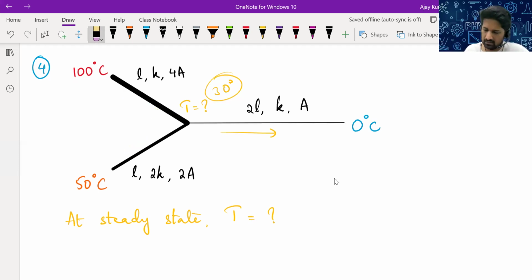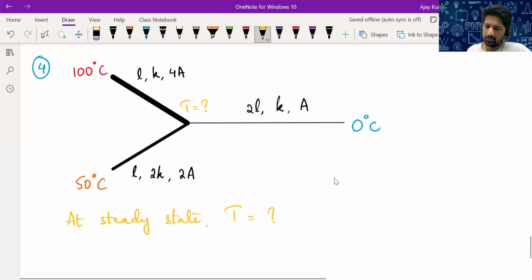That is one possibility. Suppose this junction temperature is 60 degrees C. Then there will be inflow here, and outflows in the other two. That possibility is also there. We don't know the temperature of the junction. It's also possible that the temperature of the junction is exactly 50 degrees. Then there will be inflow here, outflow here, and no flow at all in the third rod because there's no temperature difference. So we may not know the direction of heat flow in any rod.